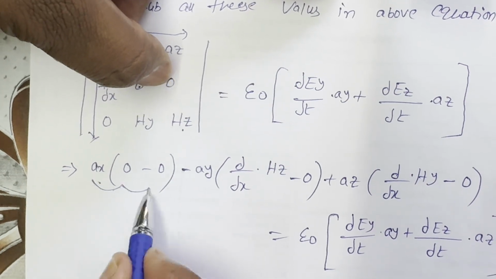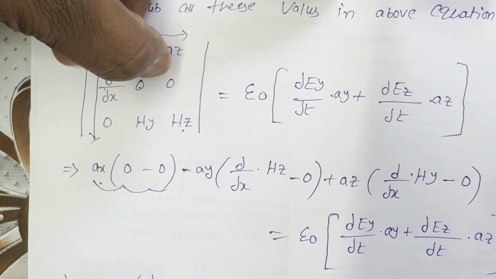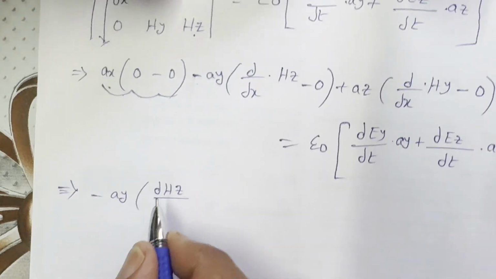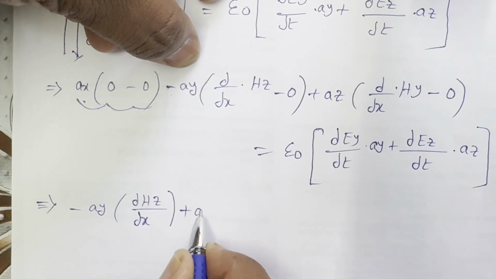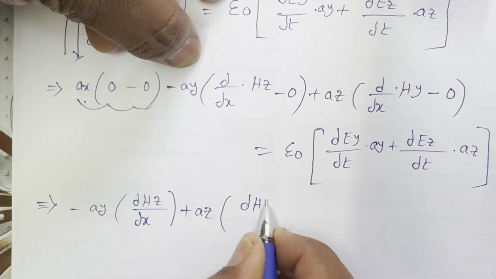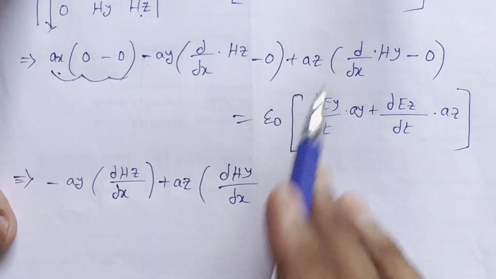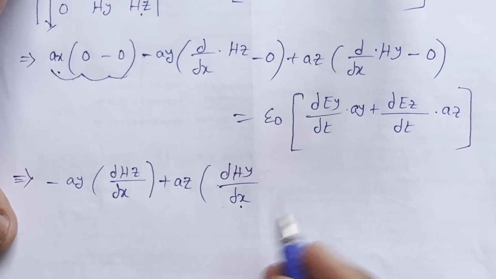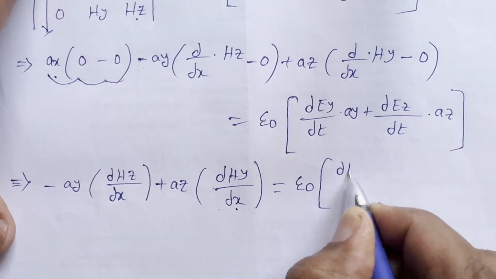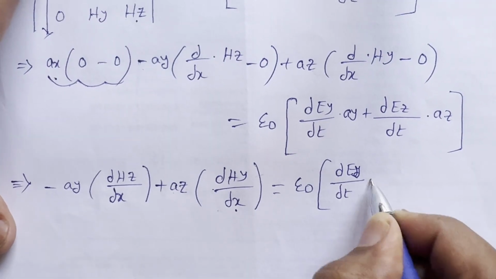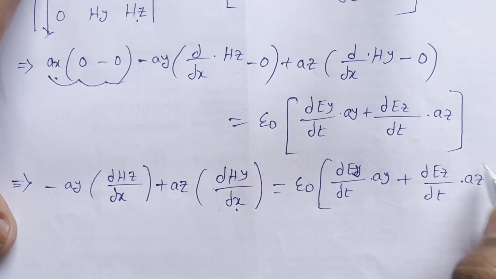Now I am simplifying. The first value becomes 0. The rest of the terms are minus Ay into dou Hz by dou x, minus 0, plus Az into dou Hy by dou x, equal to epsilon naught into dou Ey by dou t into Ay plus dou Ez by dou t into Az.